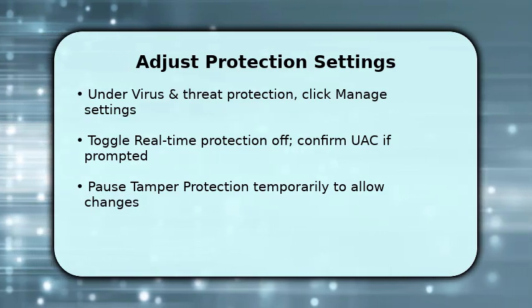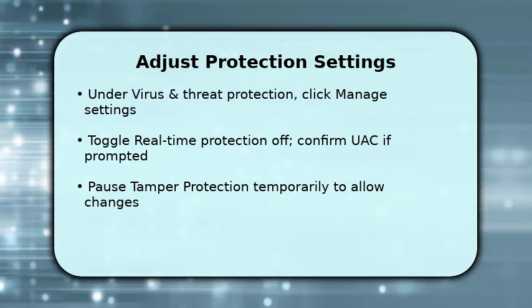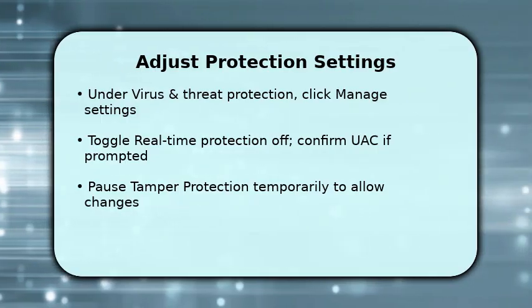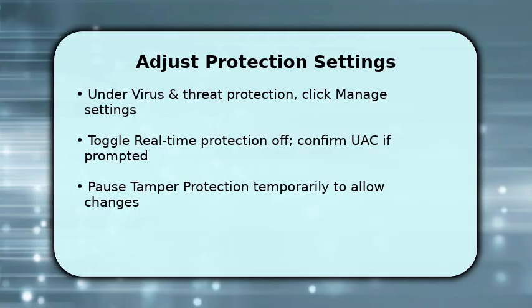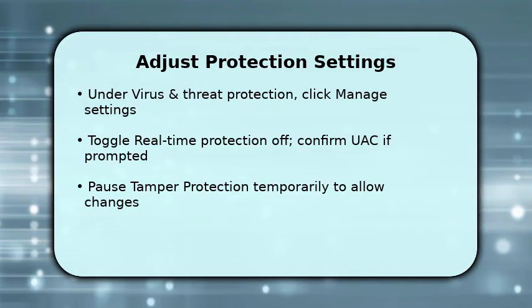Click Manage Settings under Virus and Threat Protection, then toggle Real-Time Protection off. This stops on-access scanning. If Windows asks, confirm via UAC. Next, toggle Tamper Protection off briefly so your change sticks. This prevents Windows from auto-reverting the switch.